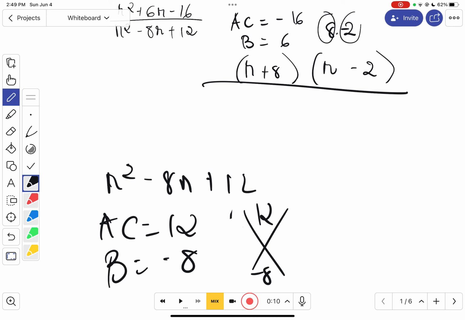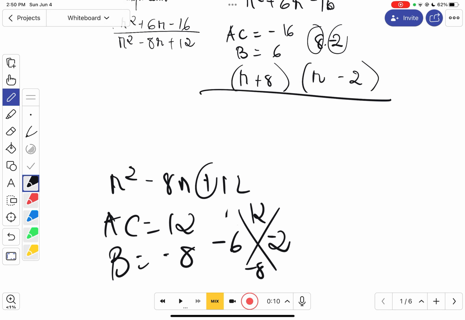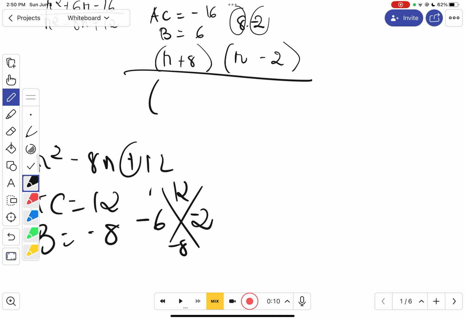2 and 4, 6 and 2. The numbers that I'm thinking about are 6 and 2, but the greater sign is positive, so it's going to be negative 6 and negative 2. Why? 6 and 2, when you add them, will not give you negative 8. But when you add negative 6 and negative 2, it gives you negative 8. And when you multiply them, negative times negative is positive, which is the positive sign that we have in front of the 12. So that's why we have negative 6 and negative 2. We write it as factors, parentheses, r minus 6 and r minus 2. So there you have it.